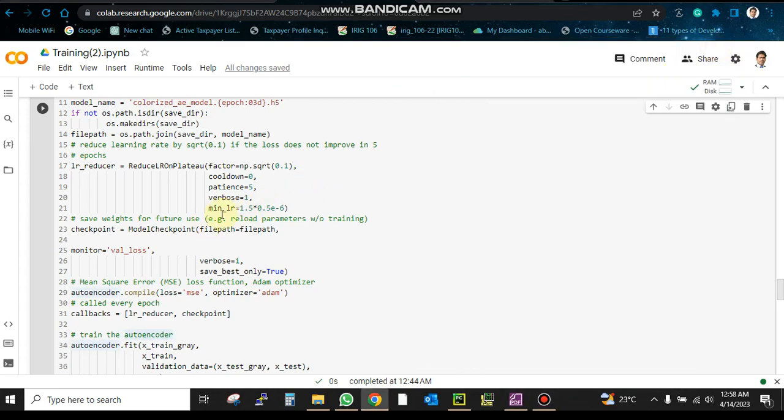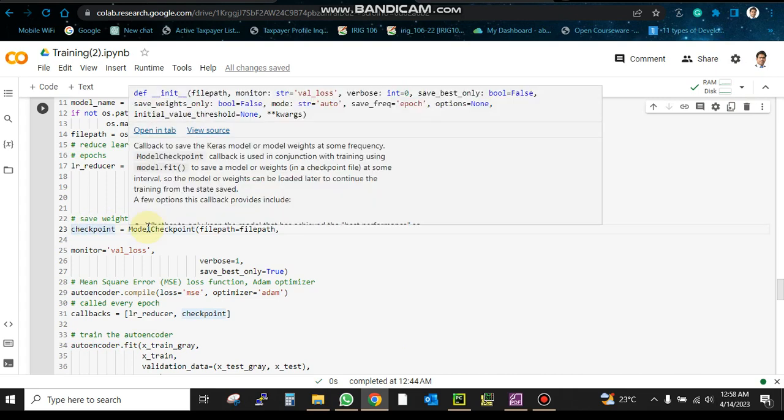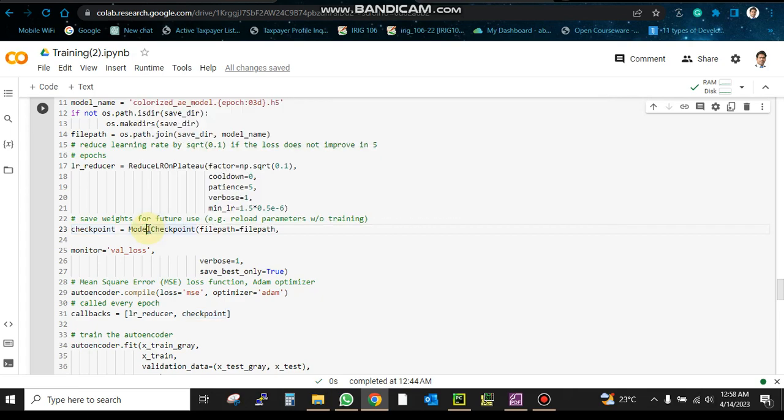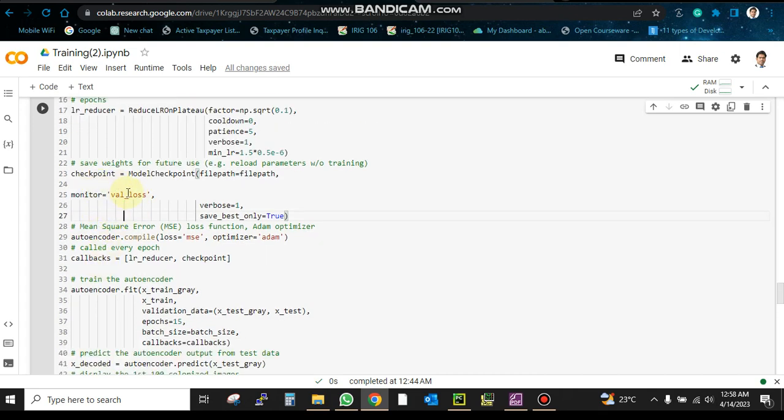Okay, so this is the checkpoints. Checkpoints basically try to save the model during the training, if we want to use it later, after the training. So this is the monitoring. Basically we are saying that during training, try to save the validation loss of the training. Okay, so the model will try to save this.